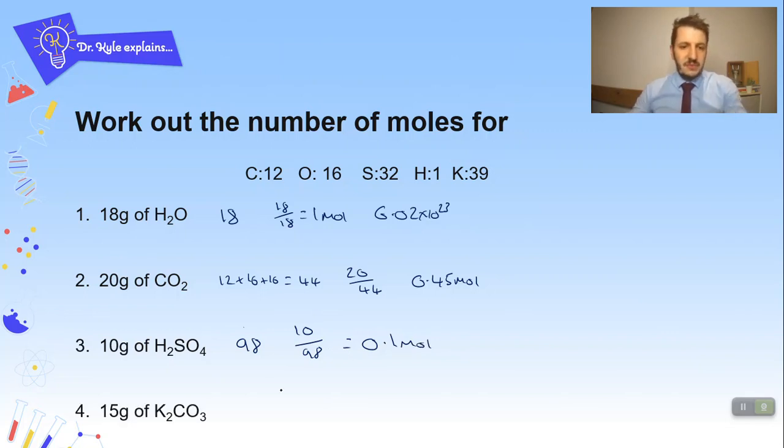And then lastly, we've got 15 grams of potassium carbonate. So potassium carbonate comes out as 138. And so I'm going to do 15 divided by 138 equals, and if we round that to 2 decimal places, 0.11 moles. Okay, and so this is 0.45 of 6.02 times 10 to the 23. This one is 0.1 of that number, and this one is 0.1 again of that number.